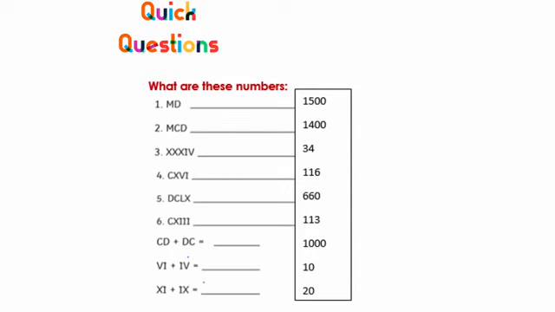Right, so MD is 1,500, MCD is 1,400, XXXIV is 34, CXVI is 116, DCLX is 660, CXIII is 113, CD plus DC is 1000 or just M, VI plus IV is 10 or X, XI plus IX is 20 or XX in Roman numerals. All right, pause there if you need to double check anything, and I hope you did all right.